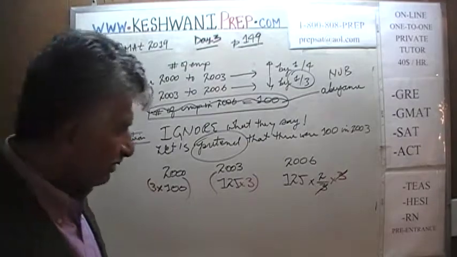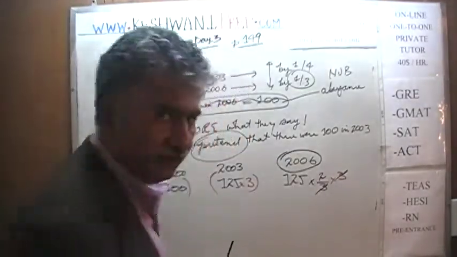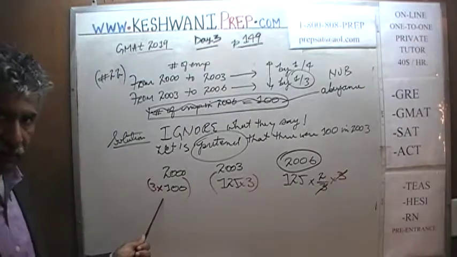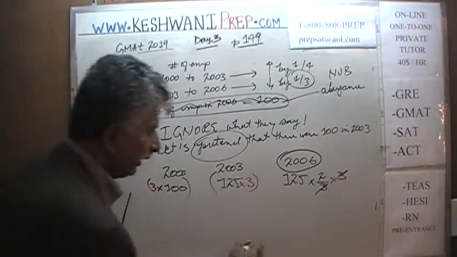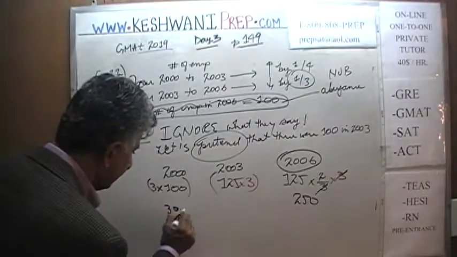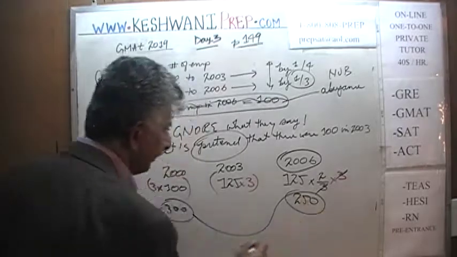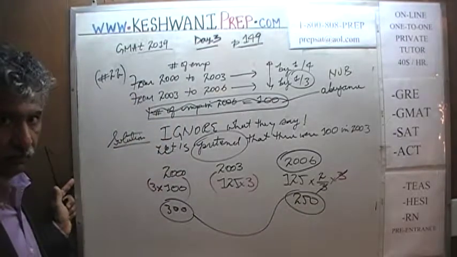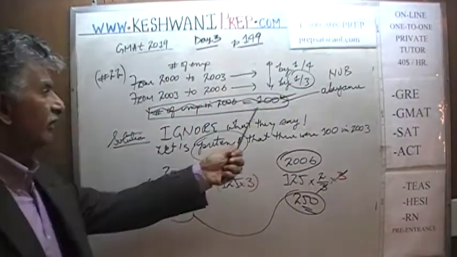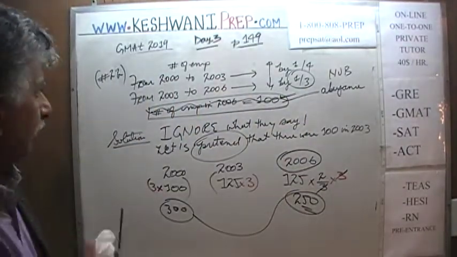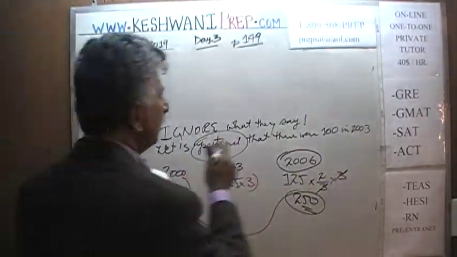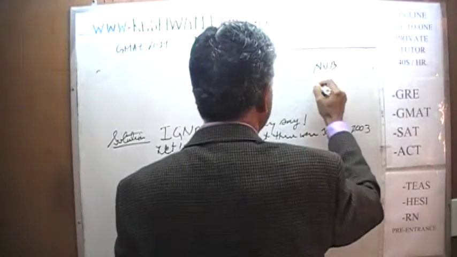Still with me? Based on the work that we have done, if we started with 300, we'll end up at 250. From 300 to 250 is where we're going to end up. But the problem tells us that in 2006 we only had 100 people. So let's take care of it. Now, I erased the two words that I wrote down a second ago. Not in abeyance.